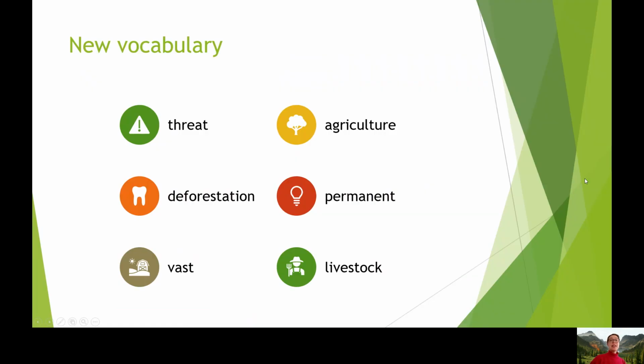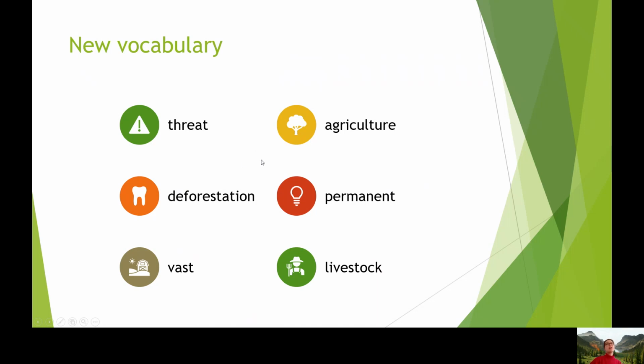Okay, let's learn some new vocabulary. Threat. When something or someone is in threat, they are in danger. So the Amazon rainforest is currently endangered. Agriculture. Agriculture is the word to describe how we get food and animals. And it's basically another word for farming.